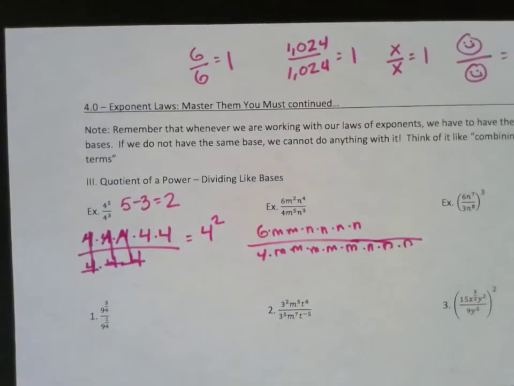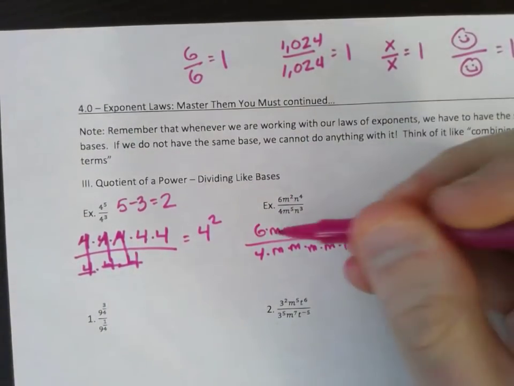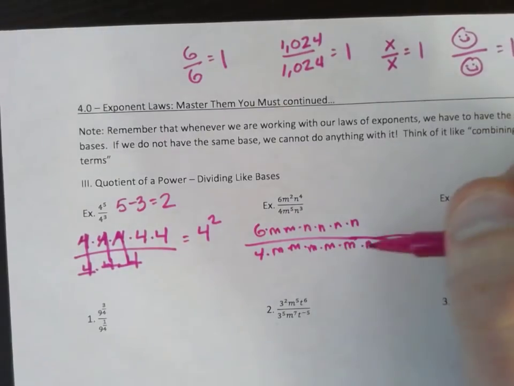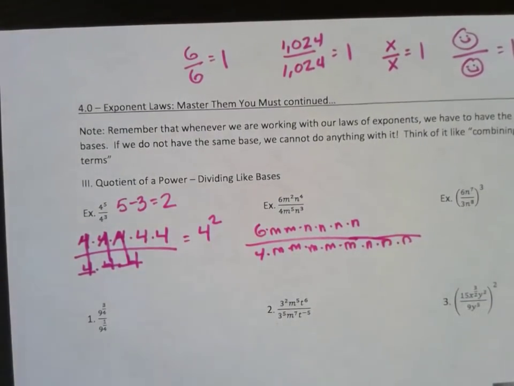Now, watch closely as I do this so you can understand my thought process. I have 2 m's in my numerator. I have 5 m's in my denominator. Clearly, I have more m's in my denominator than my numerator. That means at the end of this problem, I'm going to have m's left over in my denominator because that's where the majority of them are.